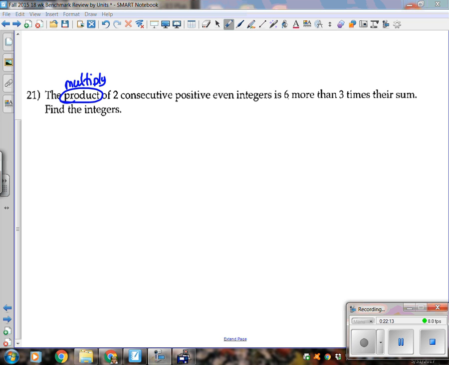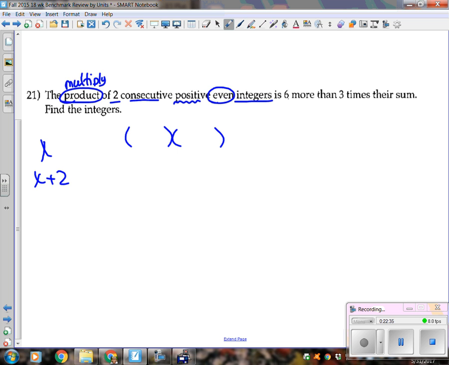The product. Product means we're doing a multiply problem. We have talked about that the product means multiply. Then it says of 2 consecutive positive, well, I'll kind of keep that in my pocket for a minute, even integers. So I know if it says even, it's x and x plus 2. So I always like to write those on the left-hand side just to remember what they are. Now, I'm going to multiply these 2 positive consecutive even integers. So the first one's x, and the second one is x plus 2. So I'm going to multiply these. Eventually, I'm going to have to do the distributive property.